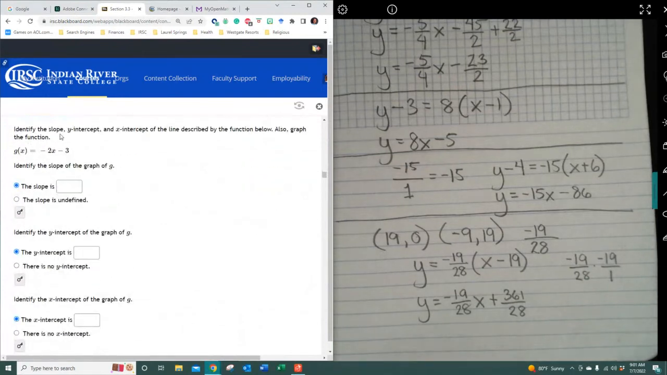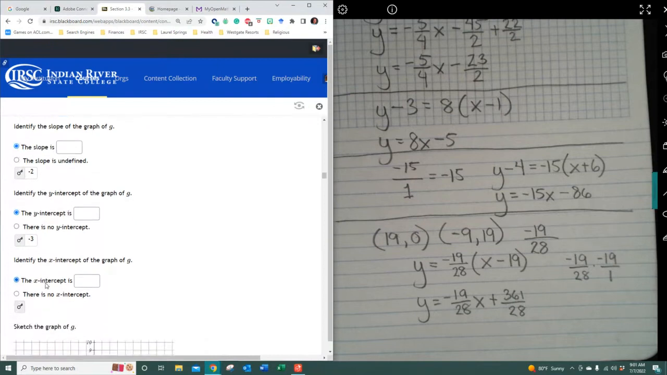All right, now it says identify the slope. The slope is going to be -2 here. That seems really simple, right? And identify the y-intercept. It doesn't say whether they want a coordinate point, but most of the time they want it as a coordinate point. Since it didn't specify, the answer is -3. All they're asking you to do is identify this piece of the y equals mx plus b form, the slope-intercept form.